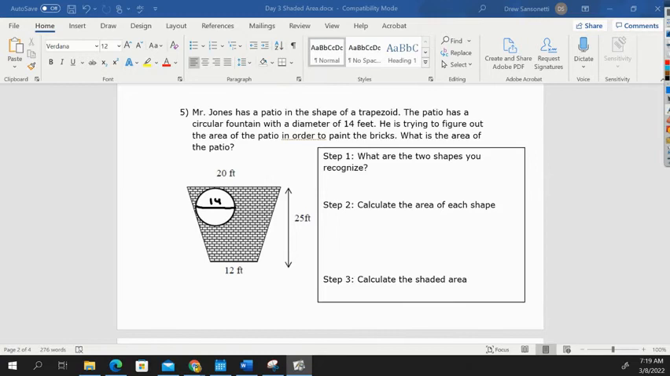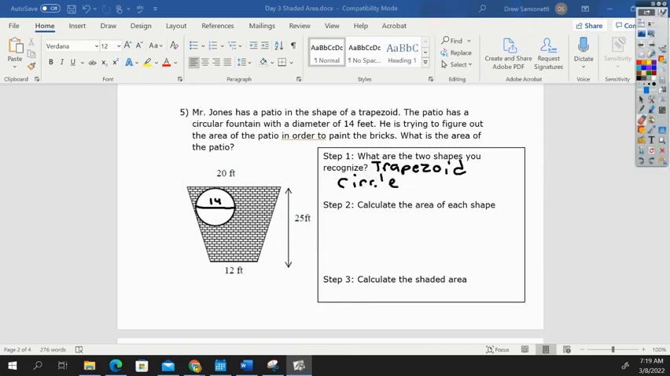So once again, we're going to have to find the entire area of the trapezoid, but we don't want to paint the fountain, obviously, so we're going to subtract what we need to paint that fountain. So I see 2 shapes. I see a trapezoid. We could abbreviate if you want and write trap, but I'm going to write it all out. Trapezoid, and then I see a circle. So let's go find the area of both. There you go. Looks a little better.